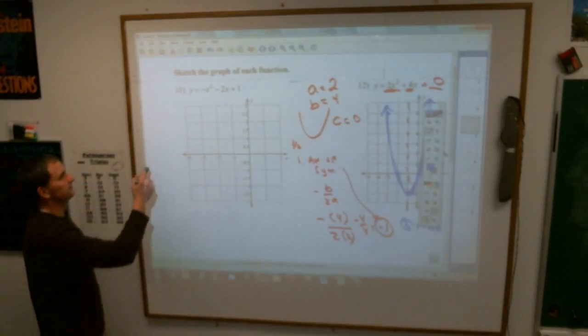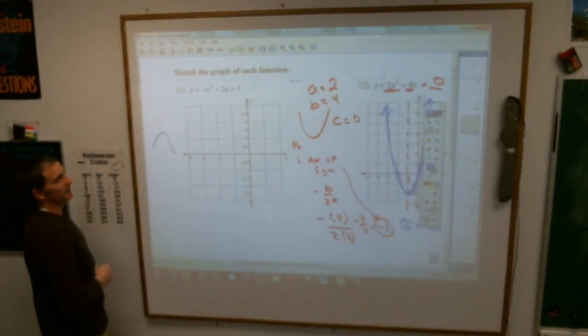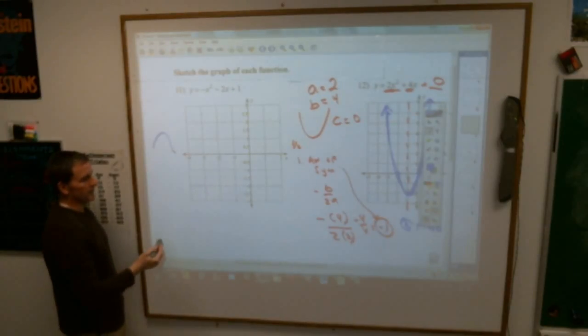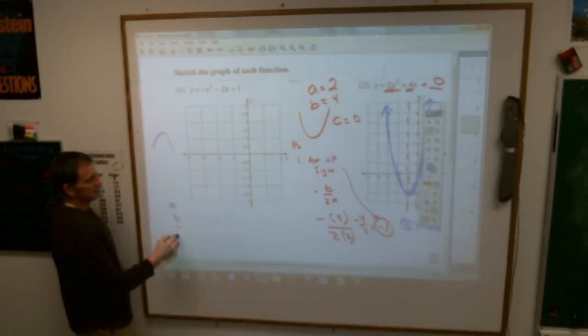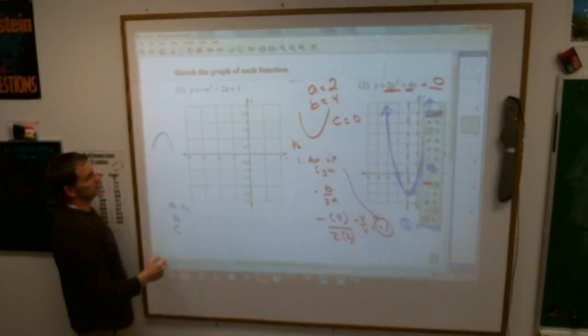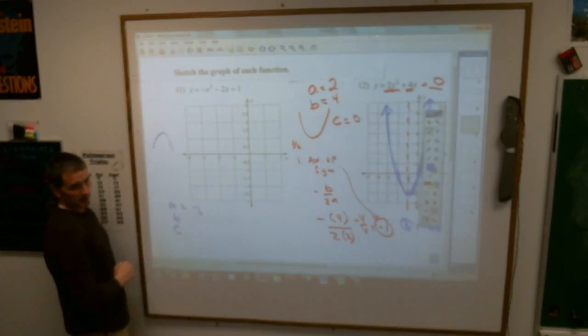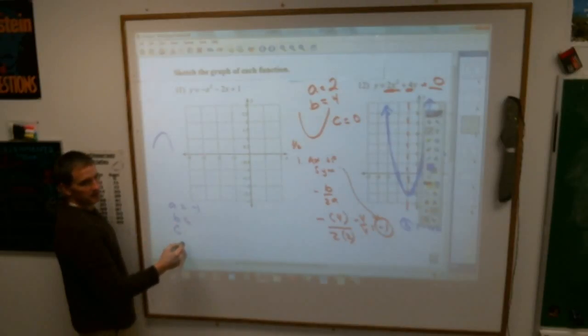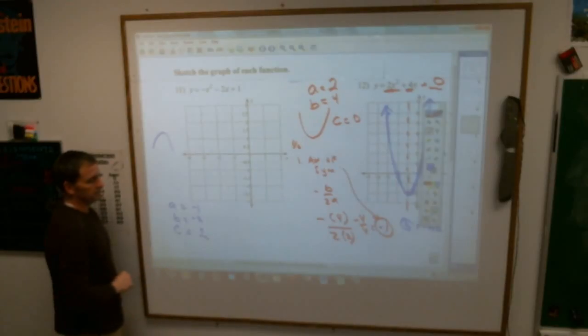Yes, an umbrella. Want to go like that. Alright, so the first step again is to define what your A, B, and C is, although your C doesn't really matter so much. C is always going to be your y-intercept, but A is what, David? -1. B is what, Maggie? -2, and C is 1.